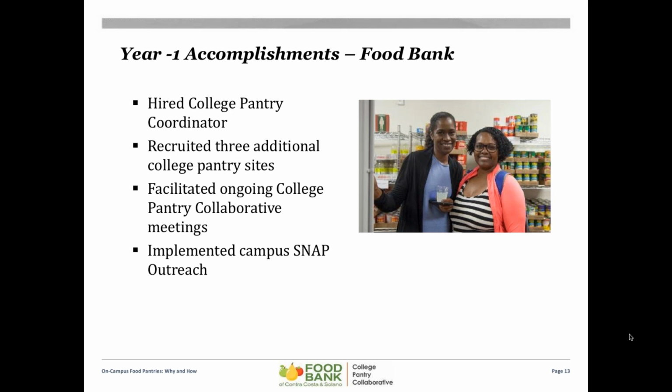We, as Lester mentioned, were able to connect the colleges with our local county public health department, who now is able to do food demos and tastings at the colleges. And then we also helped start SNAP outreach on campus, both by training the campus staff and also sending out food bank staff that are experts on student eligibility. Next slide.